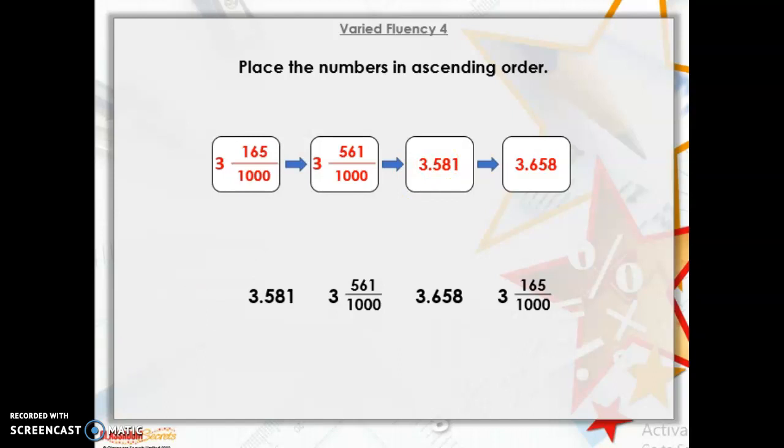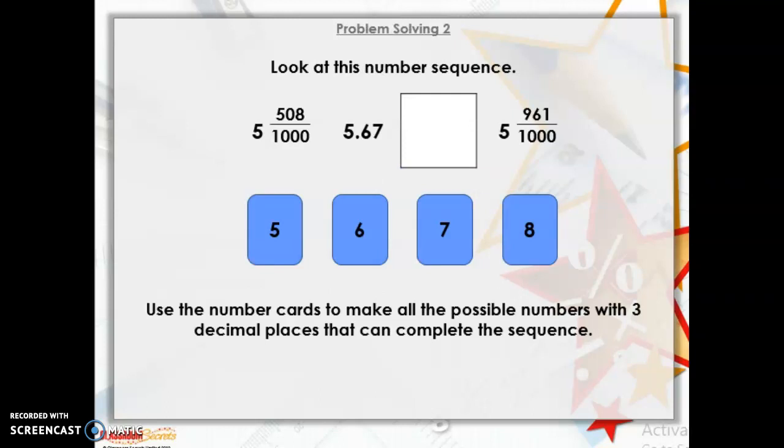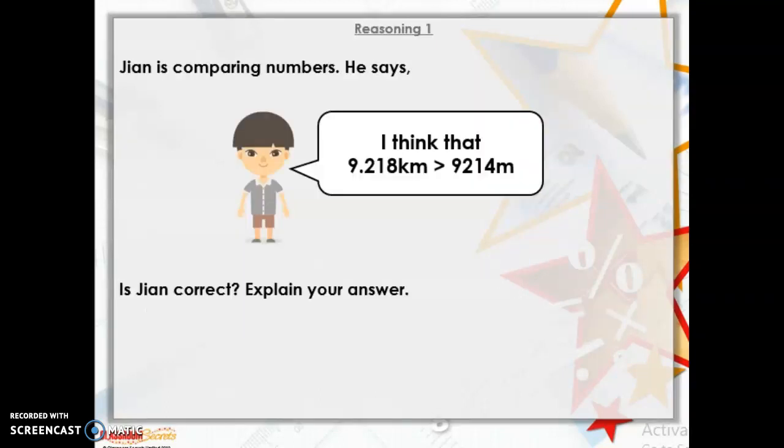Right, and we've got time for one more. Let's do this one, explaining. Jean is comparing numbers. He says, I think that 9.218 kilometres is greater than 9,214 metres. Is he correct? First thing you need to do is convert it from metres to kilometres, okay, which will simply be 9.214, okay? So is he correct that this is greater? Pause the video and decide.